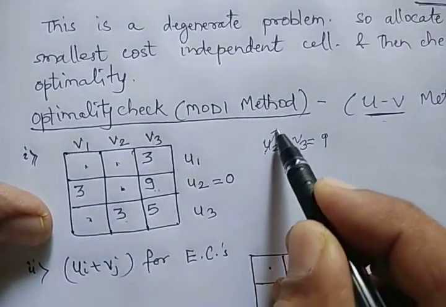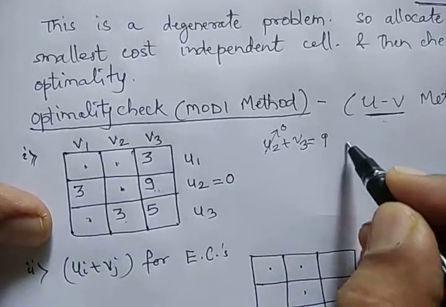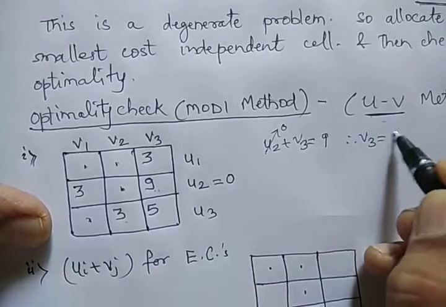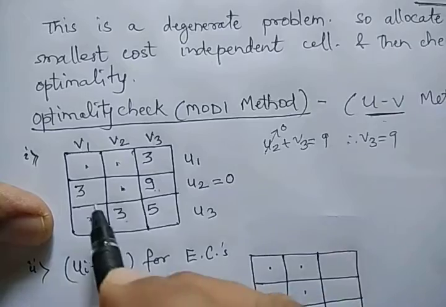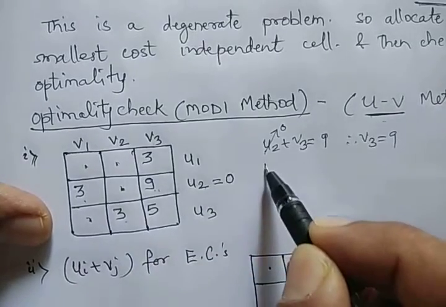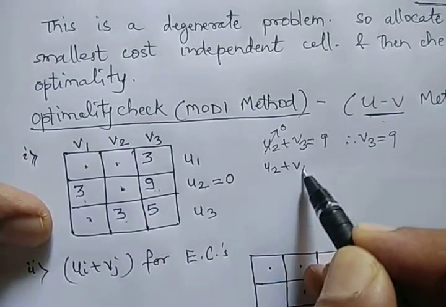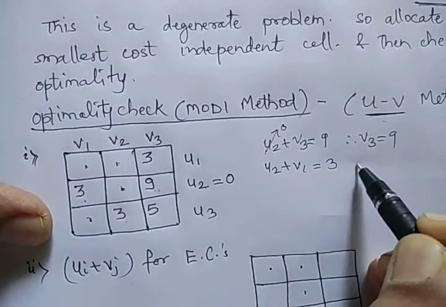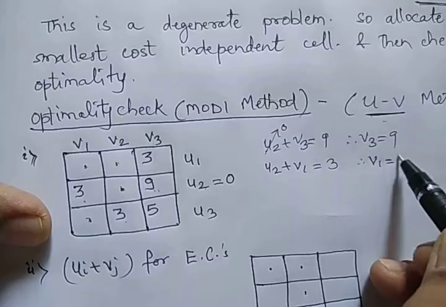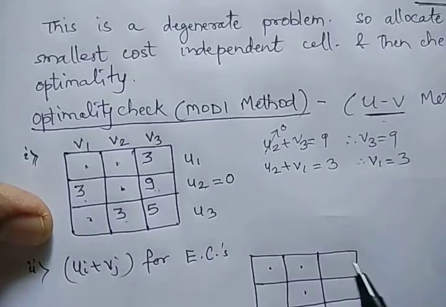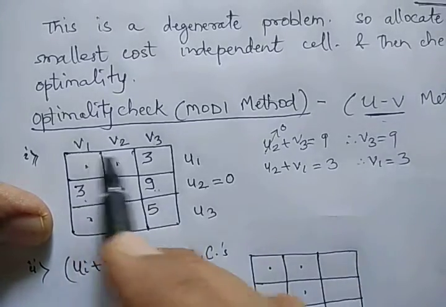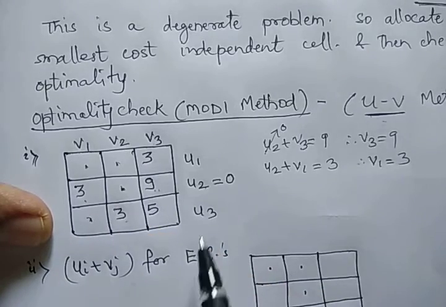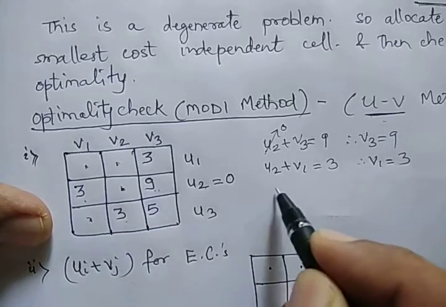U2 is 0. Therefore, V3 is equal to 9. Correct? Take this value. U2 plus V1 is equal to 3. U2 is 0. Therefore, V1 is equal to 3. Correct? So, we know now V1 and V3. We don't know V2. Find out next one.